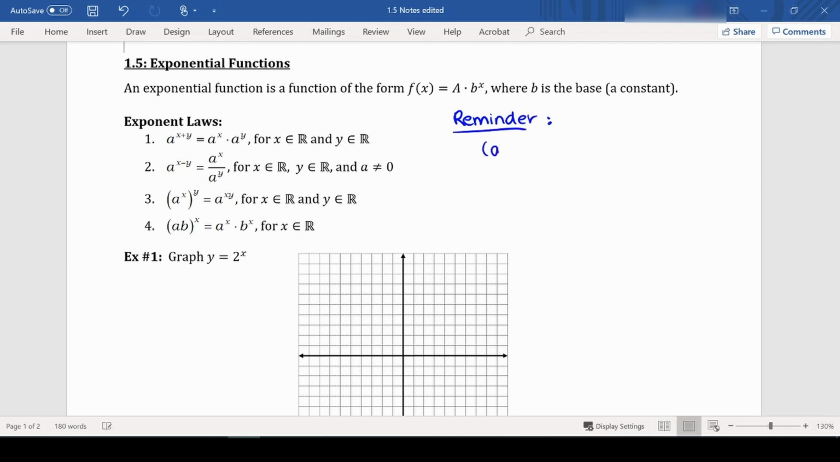Also, a reminder that (a minus b) squared is not equal to a squared minus b squared. (a minus b) squared is equal to (a minus b) times (a minus b), which is equal to a squared minus 2ab plus b squared. If you are adding or subtracting inside of the brackets, you cannot just distribute the exponent. You must FOIL, okay?